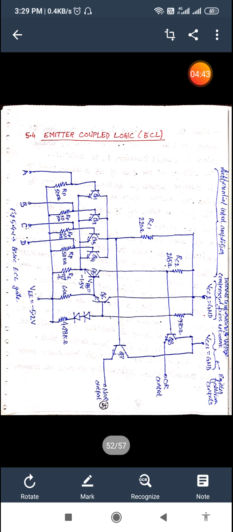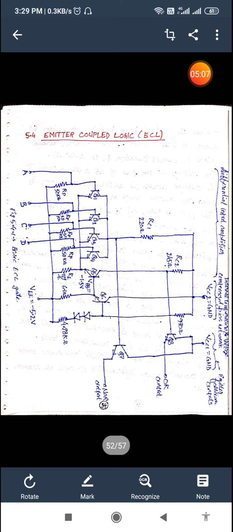Now an input of minus 1.8 volt, which is the low state, causes the transistor to conduct and places minus 1.6 volt on the emitters of all the transistors. That is, the VBE drop in ECL transistors is 0.8 volt. You must remember this.